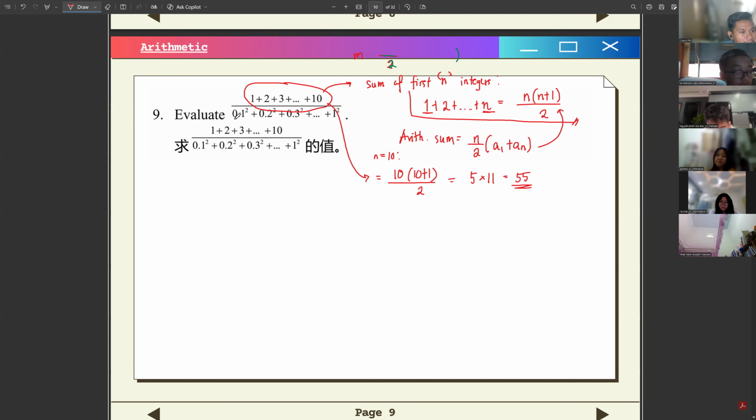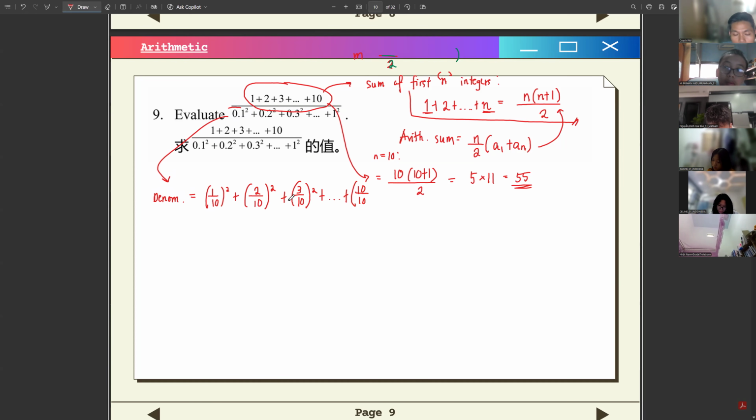How about our denominator? For our denominator, take note that 0.1, what is this in fraction? This is 1 over 10, right? In fraction. How about 0.2? This is 2 over 10. 0.3 is just 3 over 10 in fraction. And so on, until your 1 is just 10 over 10.